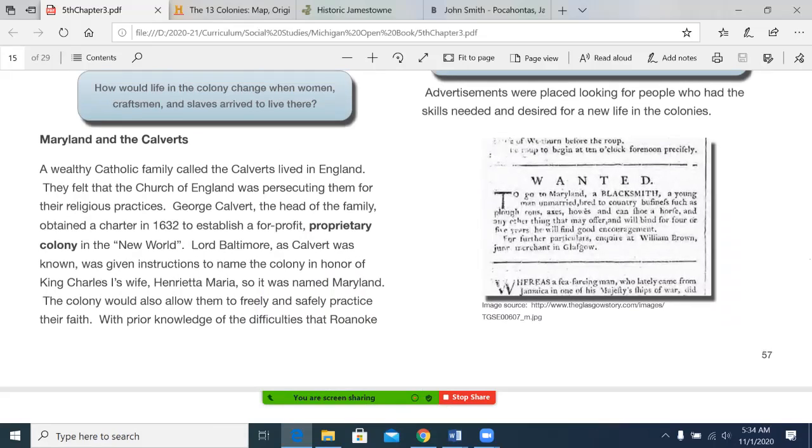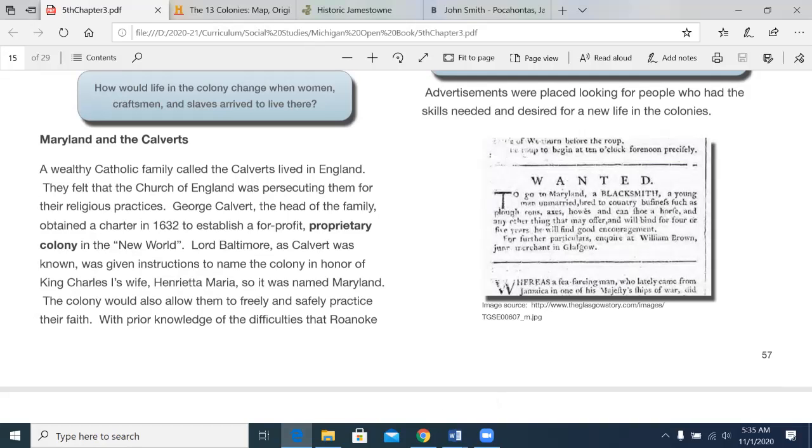A wealthy Catholic family called the Calverts lived in England. They felt that the Church of England was persecuting them for their religious practices. George Calvert, the head of the family, obtained a charter in 1632 to establish a for-profit proprietary colony in the New World. Proprietary means that it is for profit, often in these cases owned by somebody. In this case, it would be Lord Baltimore, along with the king, because the king still owns everything.